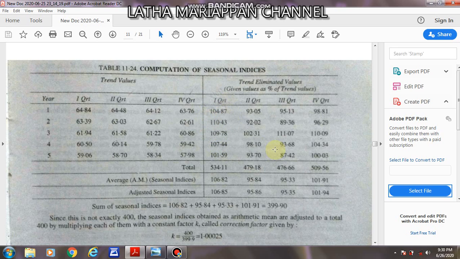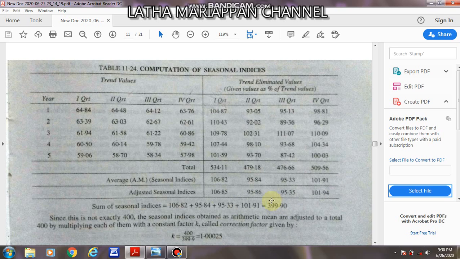Like that you have to find out all the values and add this value, okay, that is this row, and find out the average, divided by 5, each total value. You will get 106.82, 95.84, 95.33, 101.91, like that you will get. Okay, up to this is enough. The adjusted index and all is not required.